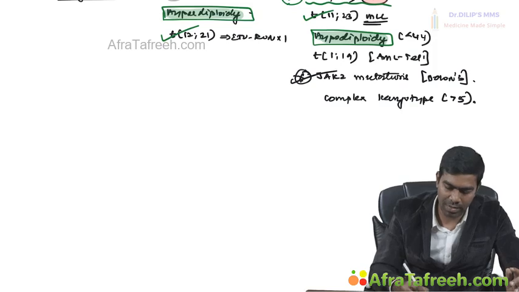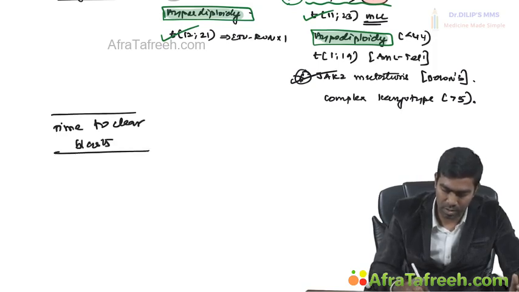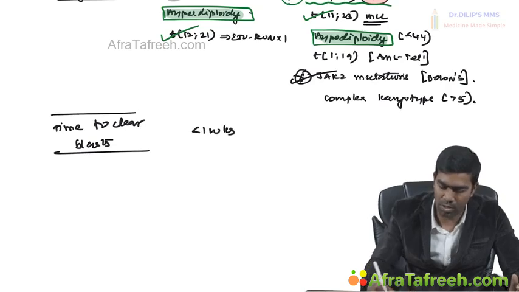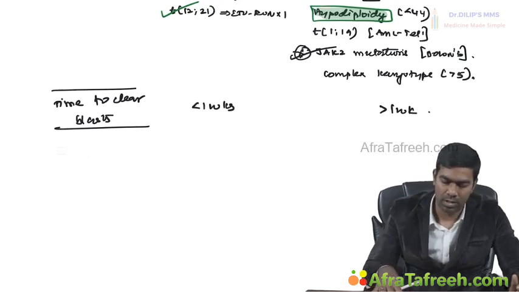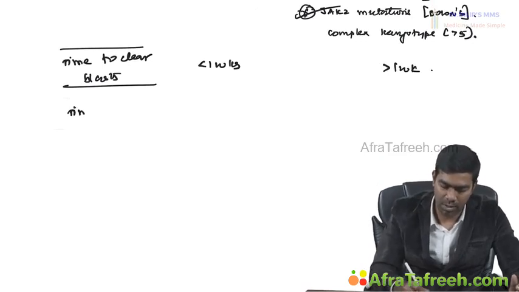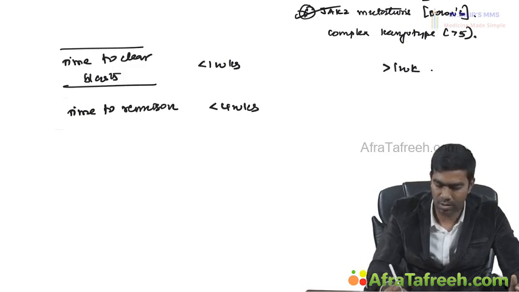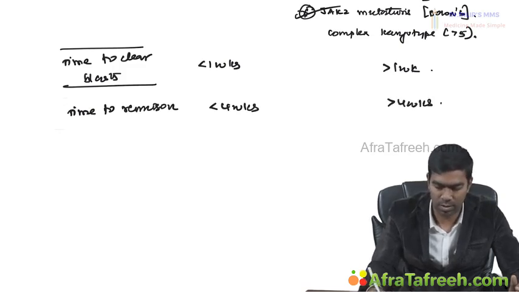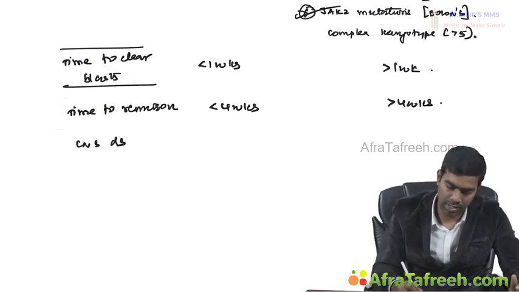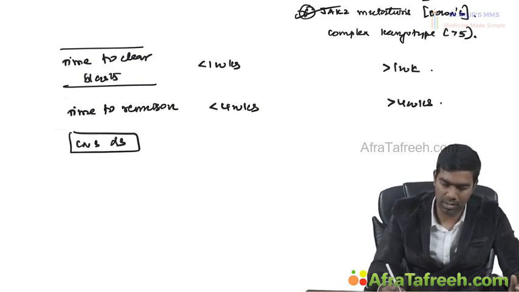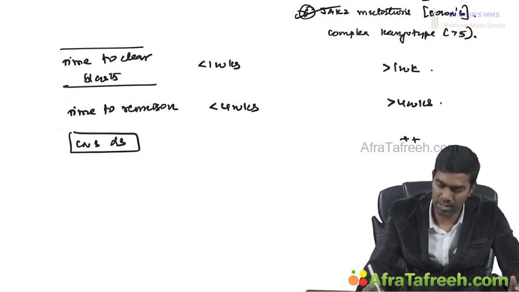Apart from the cytogenetics, you have other things like time to clear blasts from blood, less than 1 week or more than 1 week, standard risk and poor risk. Then time to achieve remission through chemotherapy, if it's less than 4 weeks and more than 4 weeks. If there is a CNS disease at presentation, yes or no. Yes means poor risk, no means relatively okay risk.